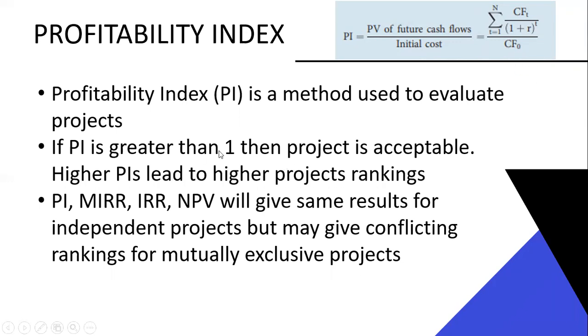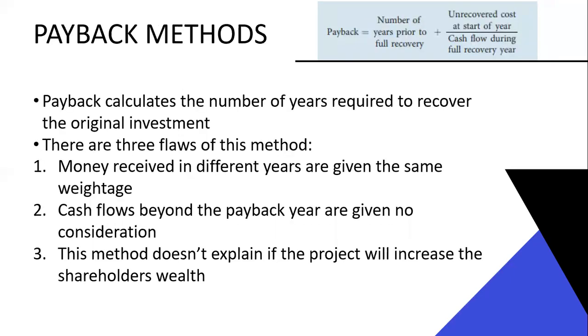If the profitability index is greater than 1, then generally the project is acceptable. Higher profitability indexes lead to higher project rankings. One thing to remember is that profitability index, MIRR, internal rate of return, and NPV will give the same results for all independent projects, but they may give conflicting results for mutually exclusive projects.